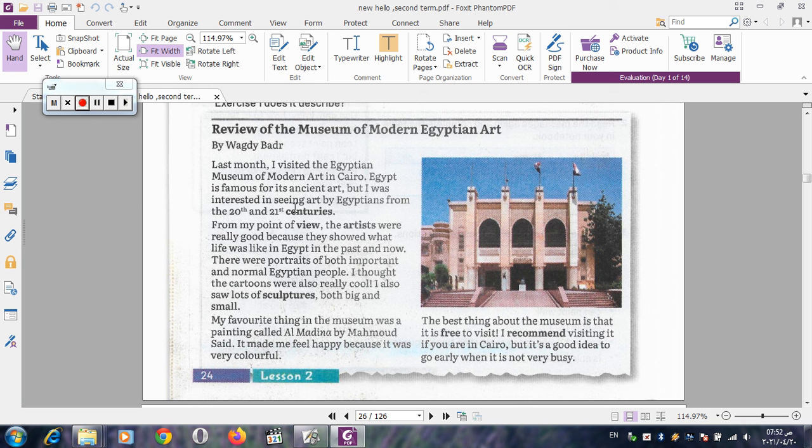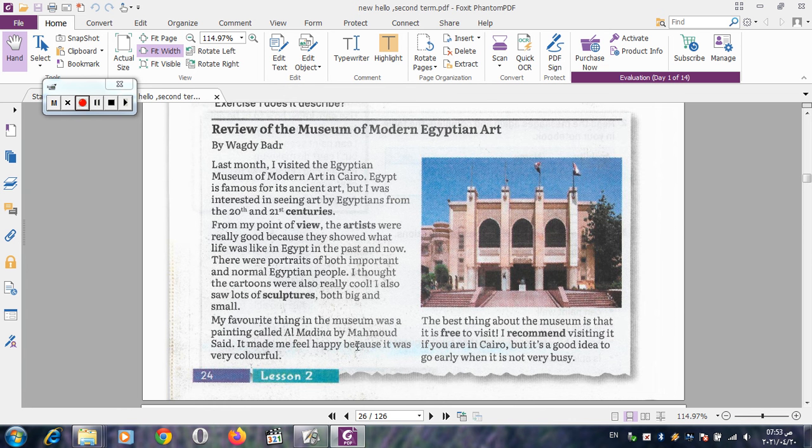The most difficult word is, I think, centuries. Of course, you know, century, 100 years. View, from my point of view, it means in my opinion, it means I think. We have the word artists. I think you know artists, people who can draw, who can act, who can do really good, because they showed what life was like in Egypt. We have sculpture, and I told you about this word. In Arabic, فن النحت, sculpture.